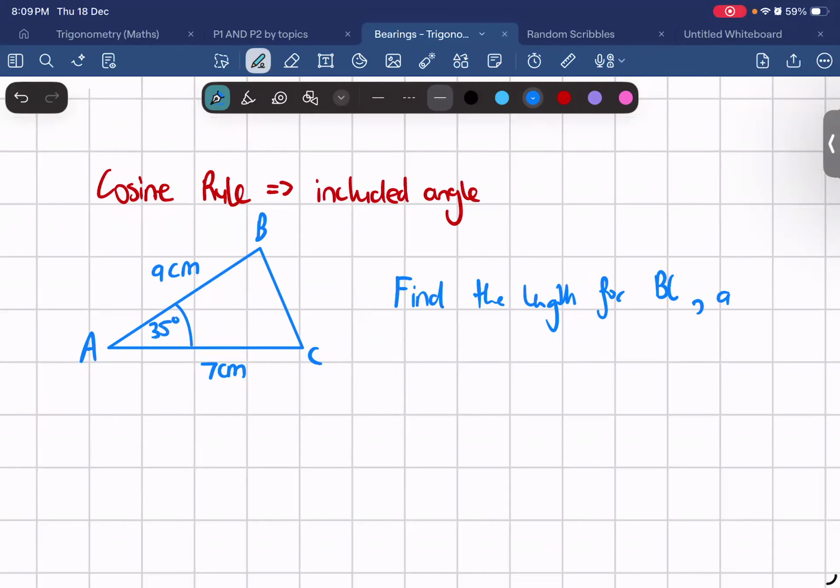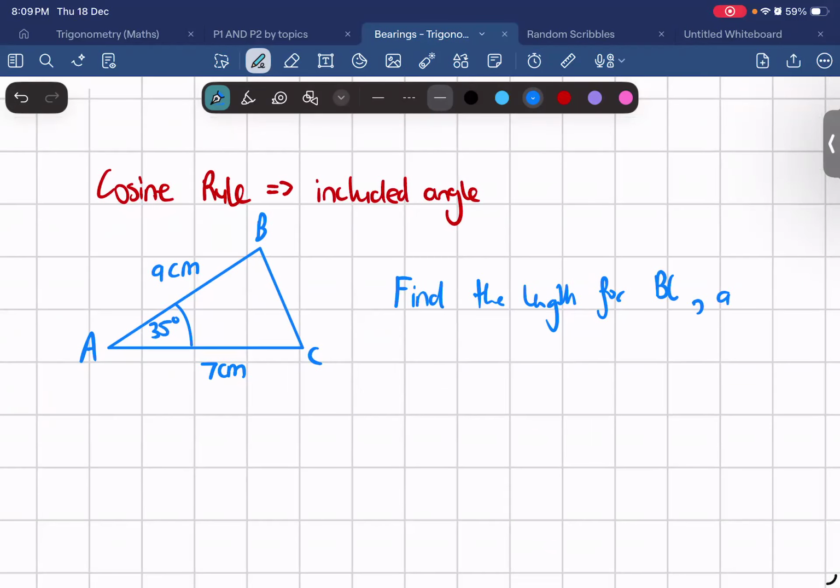So we use the cosine rule anytime you have an included angle. And the cosine rule allows us to find the length of the side opposite the included angle. That's what it allows us to do.